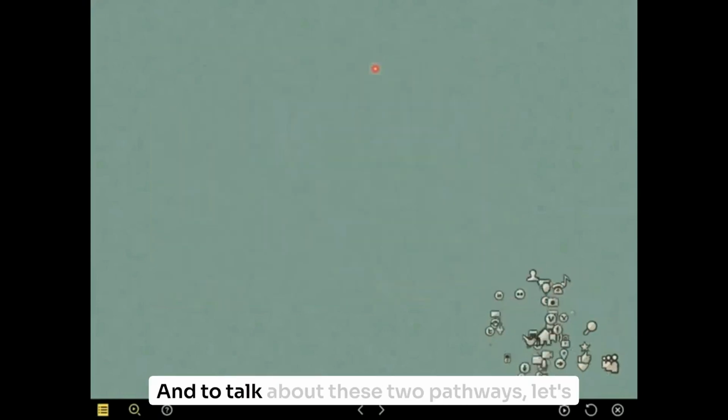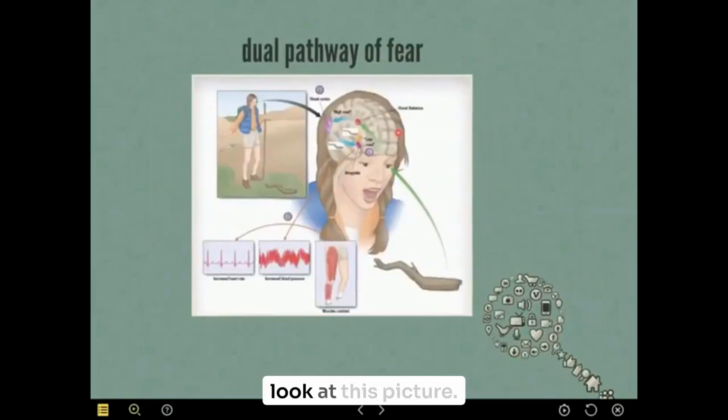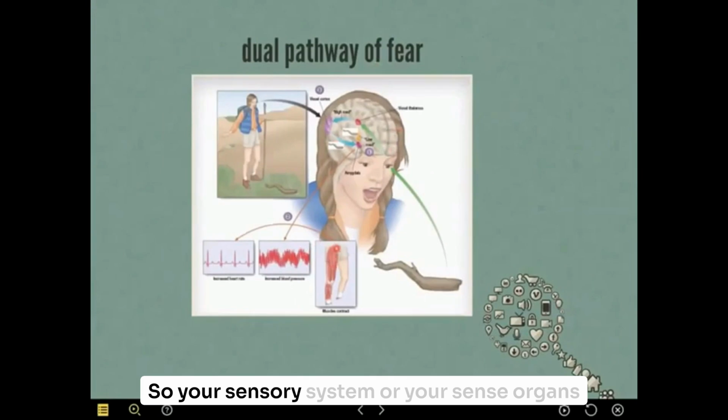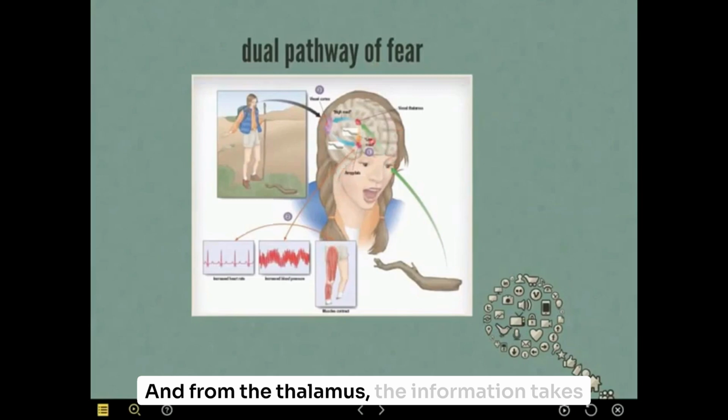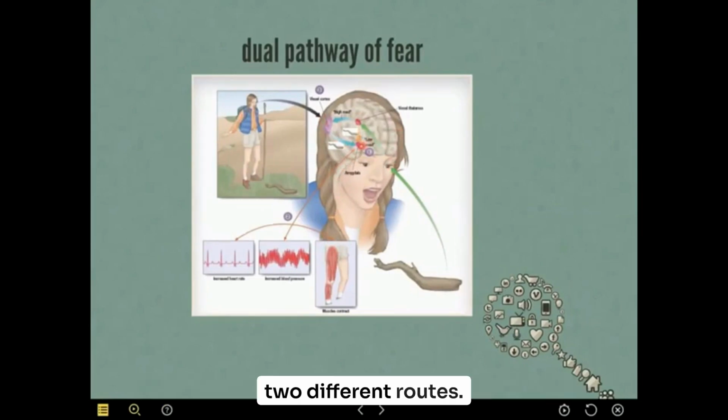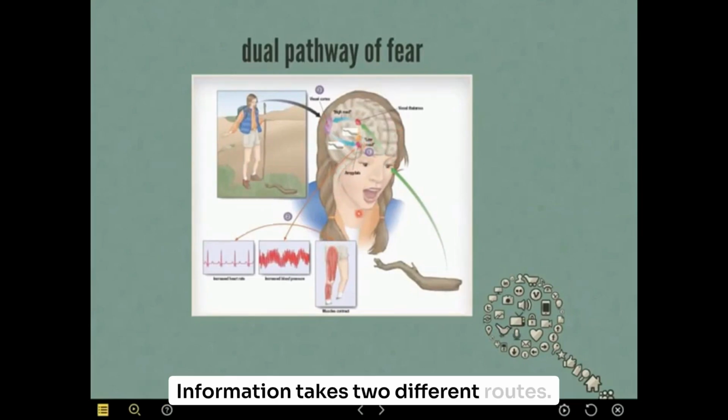To talk about these two pathways, let's look at this picture. Your sensory system or your sense organs send information to your thalamus, and from the thalamus, the information takes two different routes. One is called the high road, where the information goes to your cortex. The other one is the low road, where the information goes to the emotional part, the subcortical structure, especially the amygdala.